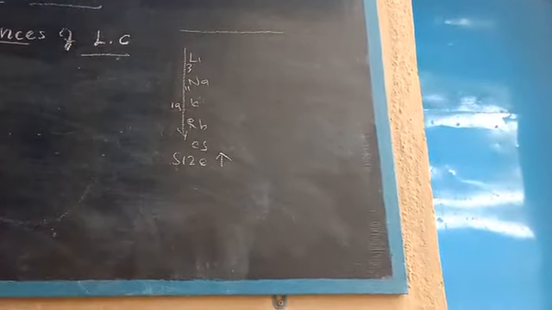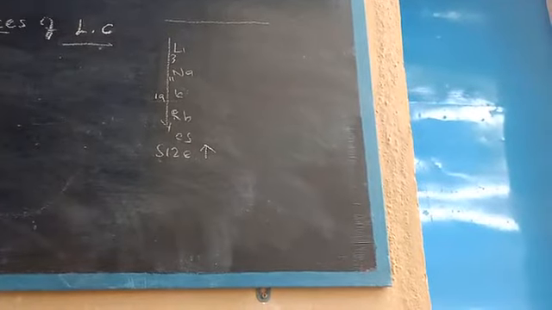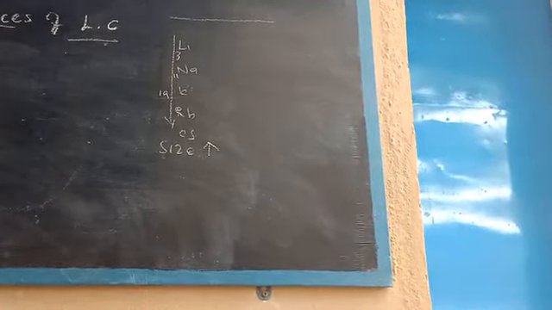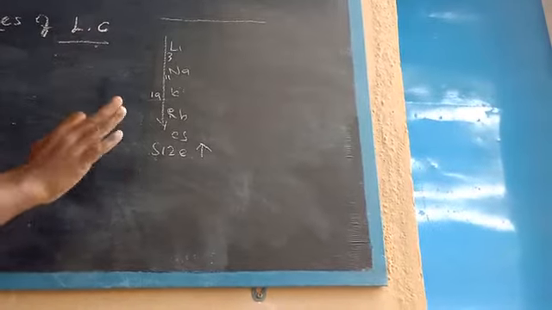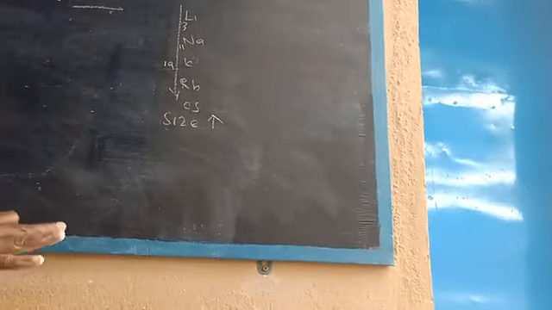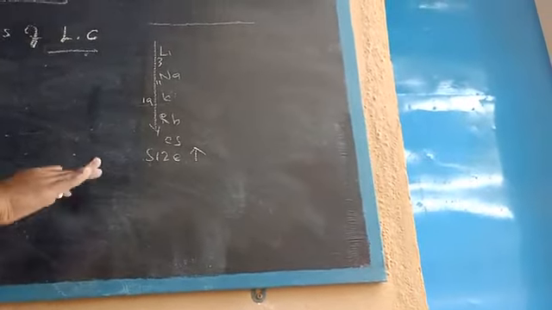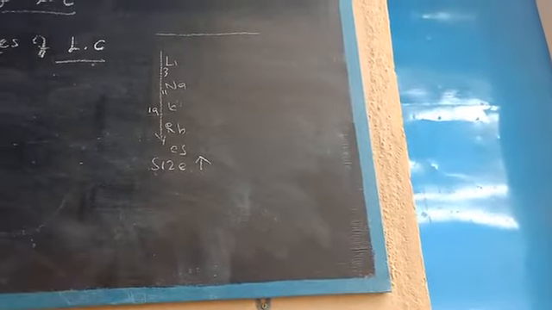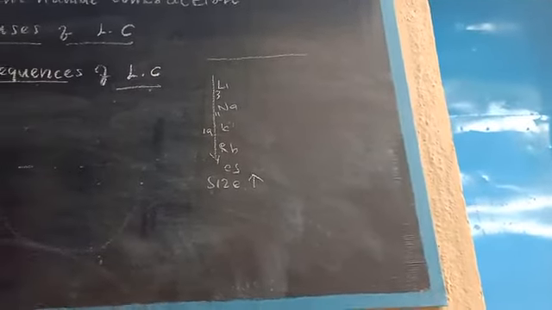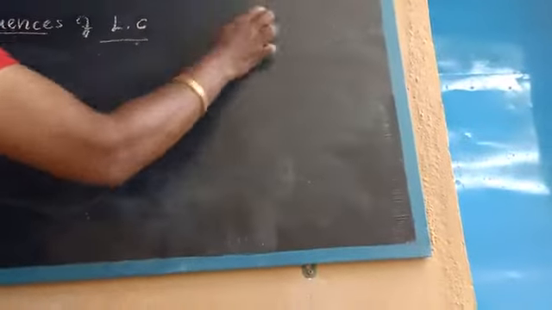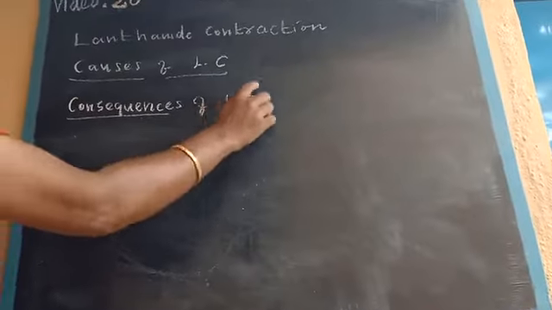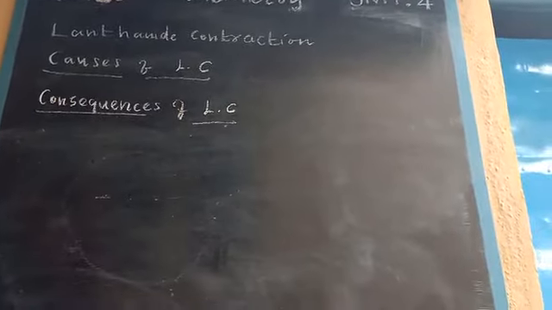We know very well about this concept. But here, due to lanthanide contraction, the size does not increase down the group. Instead of increasing, it decreases. Let us see this elaborately. This occurs only due to the lanthanide contraction.